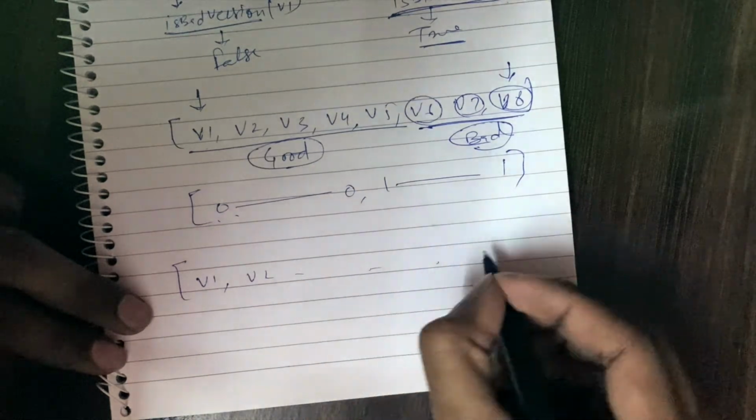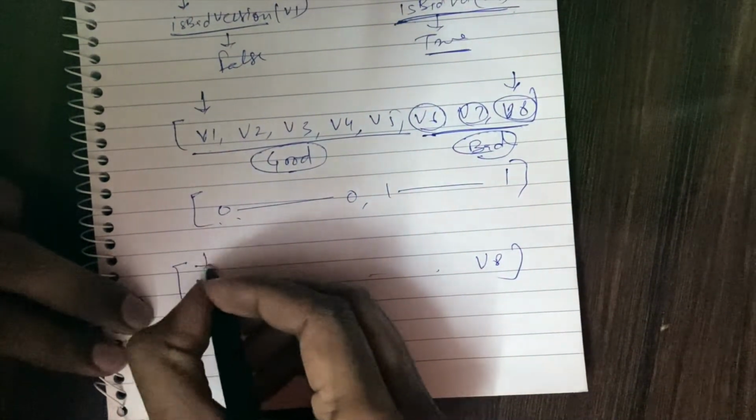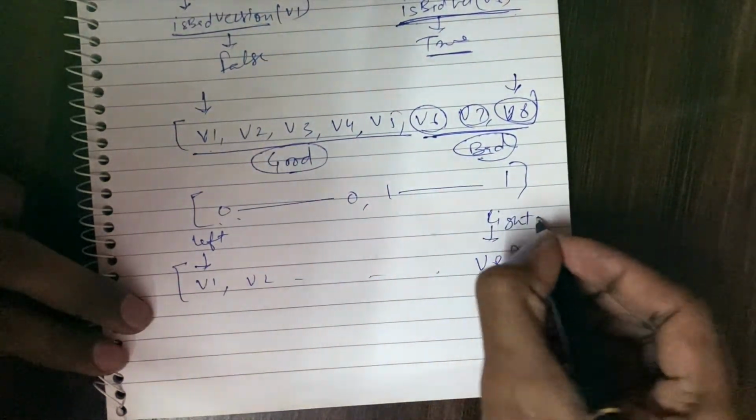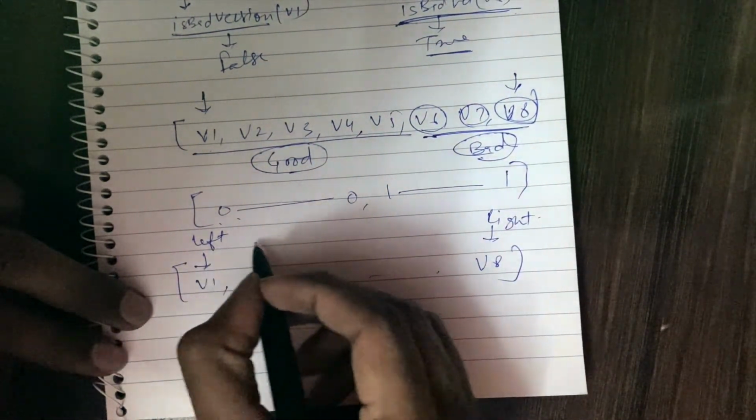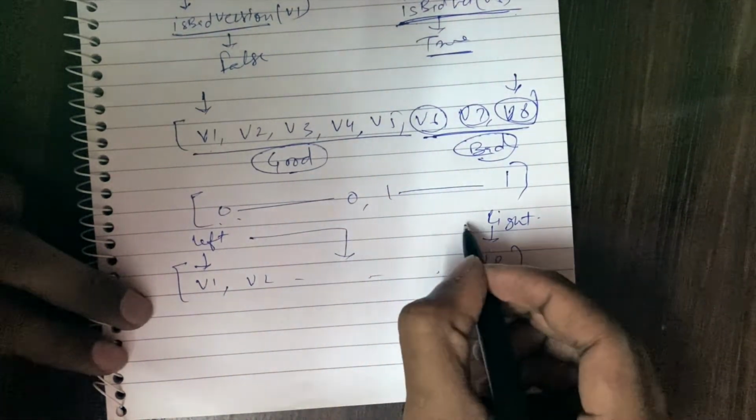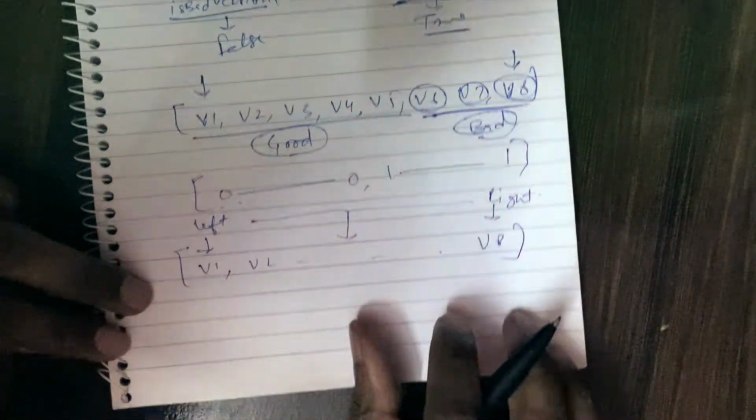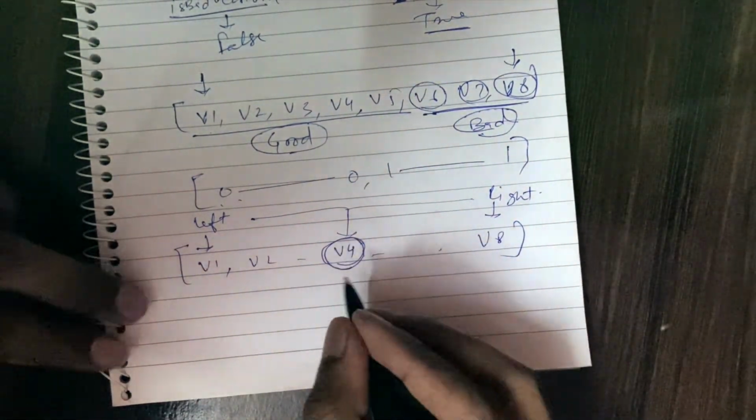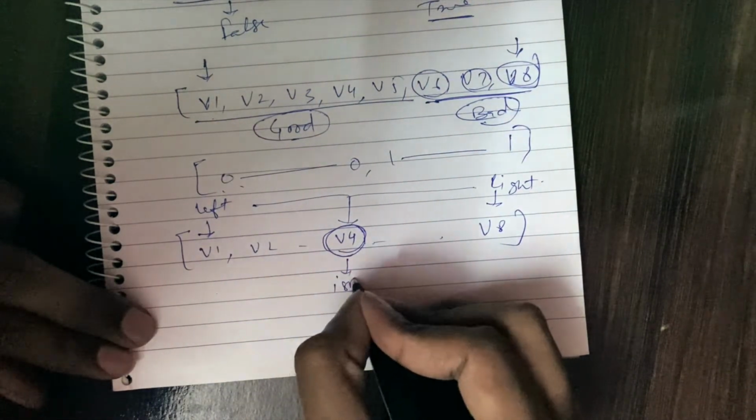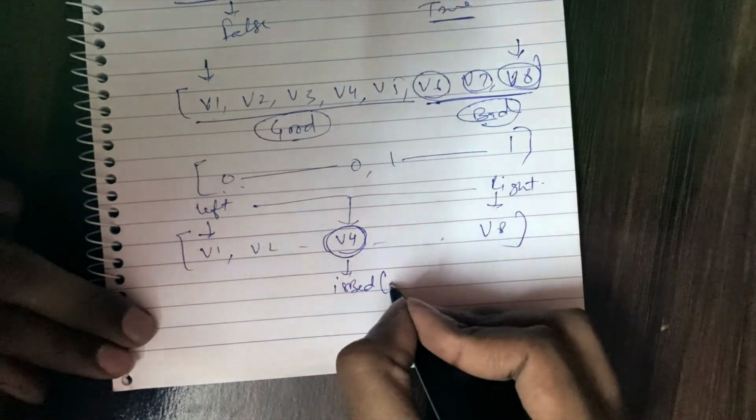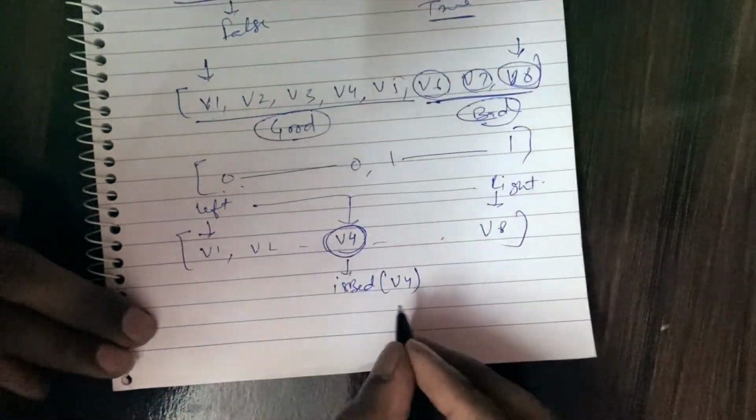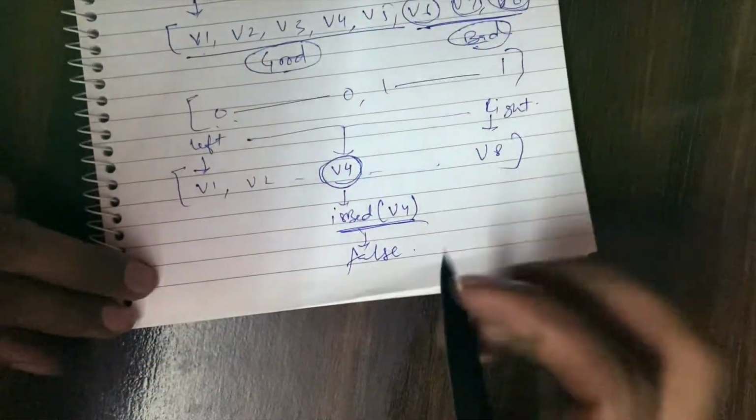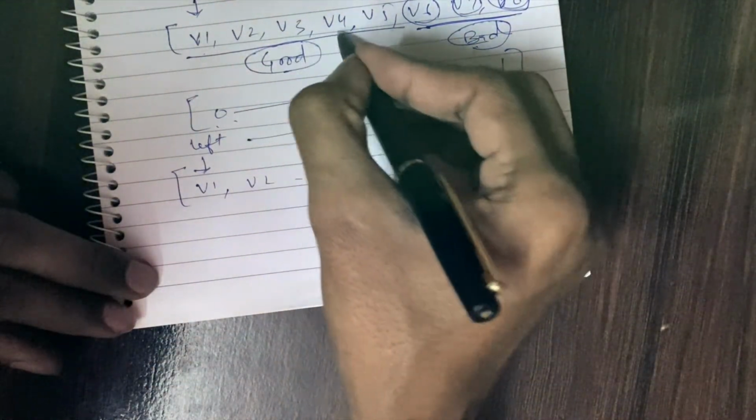v1, v2 up to v8. So we'll take two references, left and right, and we'll calculate the mid. Wherever mid lies, I don't care. I'll pick that version. Let's say it comes out to be v4, and I'll call is bad version with v4. What happens? This will give me false. That's because v4 was not my bad version, this was a good version.